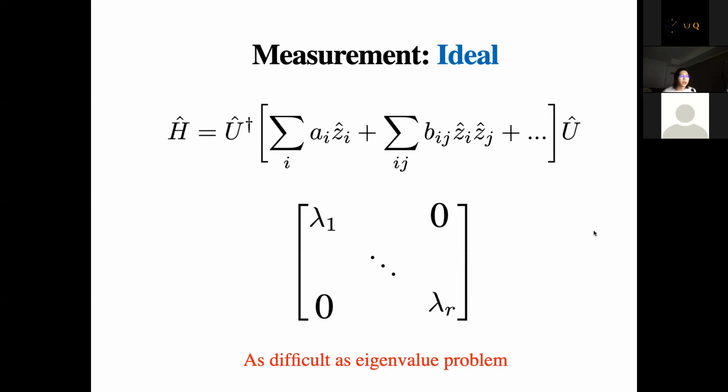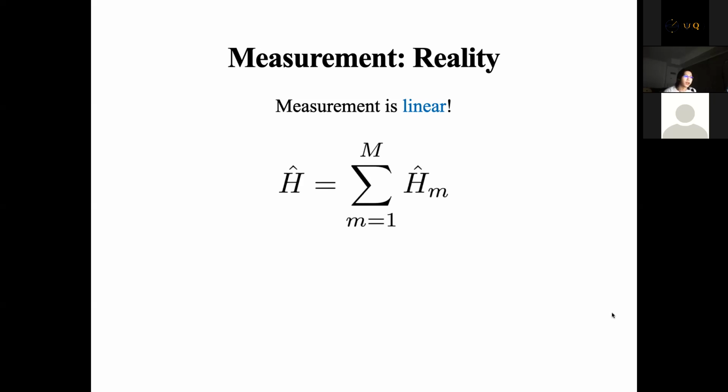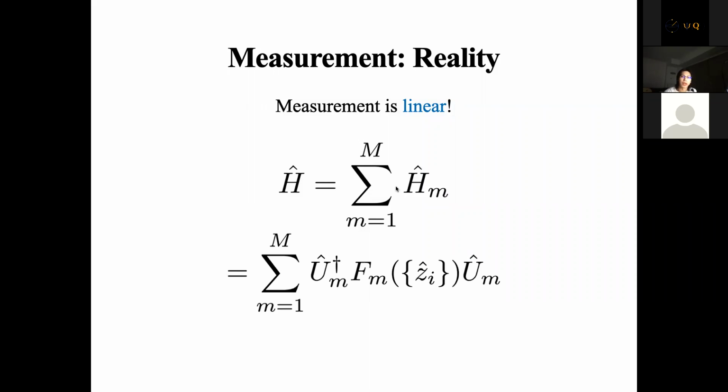Because you couldn't measure your entire Hamiltonian at once, what you have to do in reality is use the fact that your measurement is linear. So what this means is instead of measuring the entire Hamiltonian at once, you separate your Hamiltonian into individual parts, these parts H_m. And these H_m, you want them to be simple, in the sense that for them you can find a unitary, U_m, to rotate H_m into a function of Z operators that you could measure on a quantum computer.